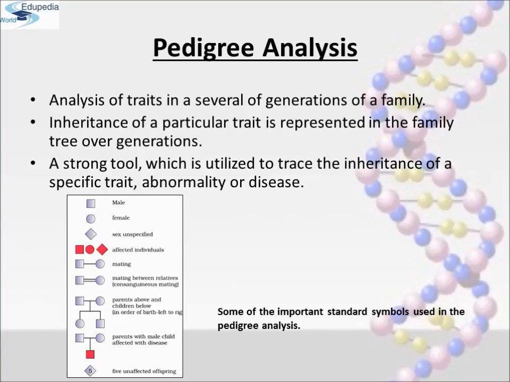These are some of the important standard symbols used in the pedigree analysis. Square for males, circle for females, diamond shape for sex unspecified, and affected individuals will be in red color, and crossing or mating will be represented by a single line. Then parents and children will be connected with lines.